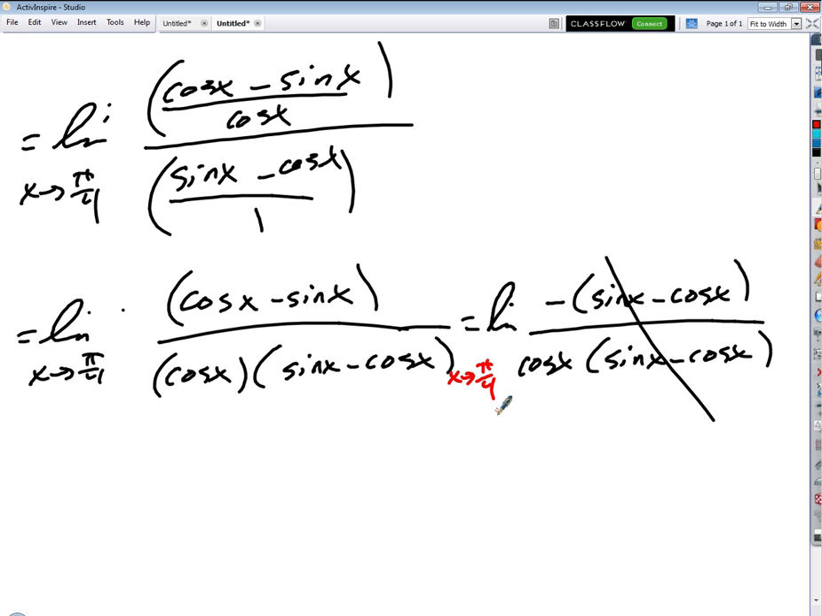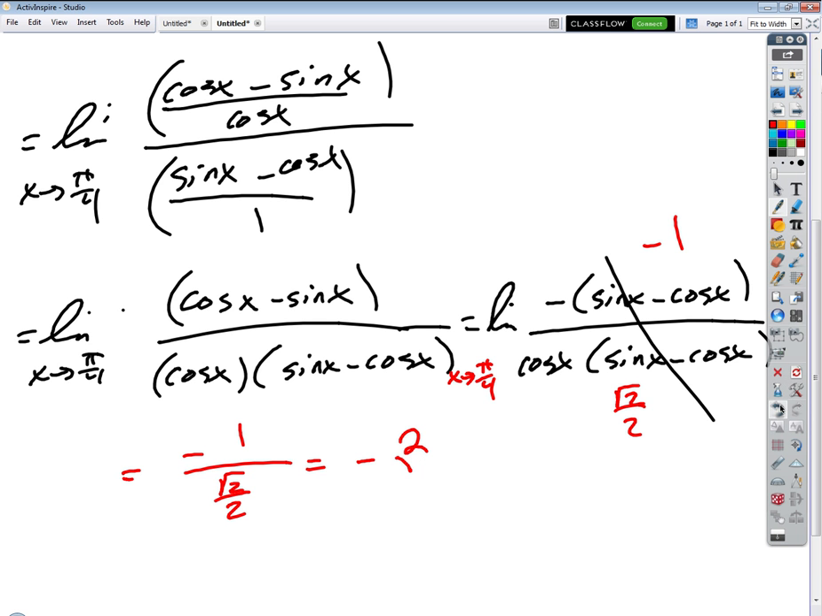Well, the top is just -1, right? On the bottom we get cosine of pi fourths, which is square root of 2 over 2. And so our answer is just -1 divided by the square root of 2 over 2. And that's just -2 divided by the square root of 2, which is what?